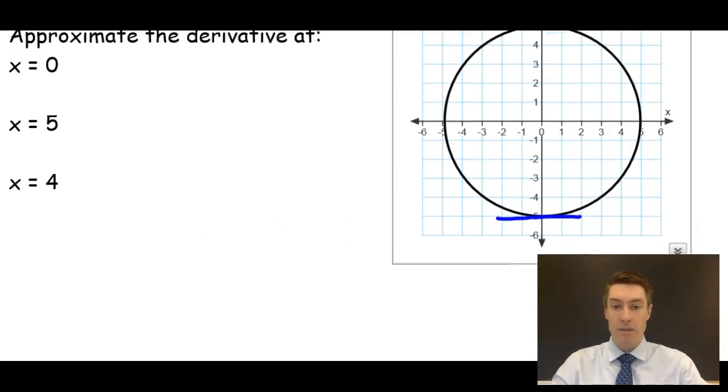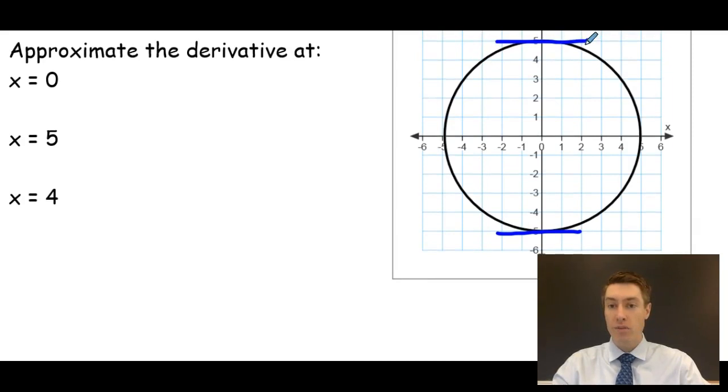Now it just so happens they both have the same slope of their tangent lines, and in this case both slopes are 0. So whether we're at (0, 5) or (0, negative 5), the derivative of x squared plus y squared equals 25 at x equals 0 is going to be 0. The next point, x equals 5, is right here. We draw in the tangent line, and that's a vertical tangent line, so the derivative would be undefined.